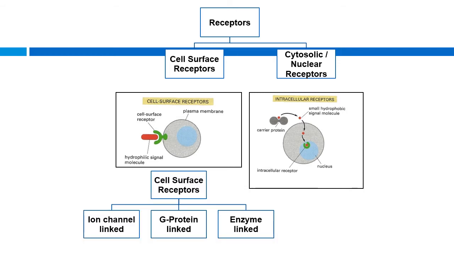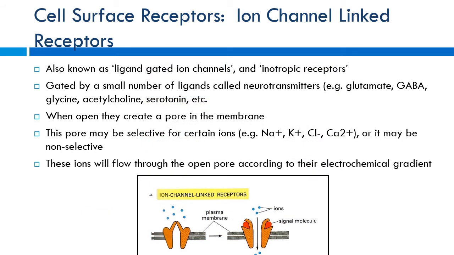And so getting into the different types of cell surface receptors, we'll find that the ion-linked channels, the G protein-linked channels, and the enzyme-linked are all going to be examples of cell surface type receptors. Okay, so the ion-linked channels are basically also called ligand-gated ion channels or ionotropic receptors. These are basically channels that, when open, will allow some sort of ion to flow through. Some of these can be very specific.